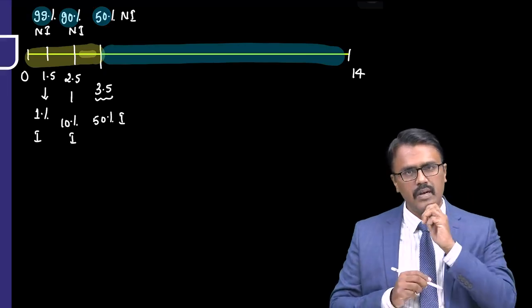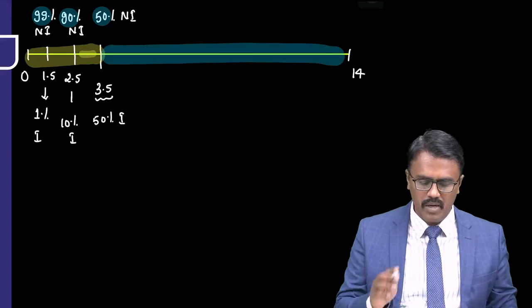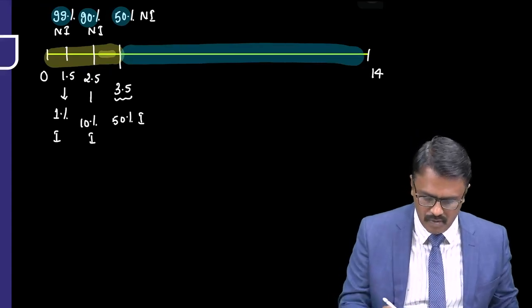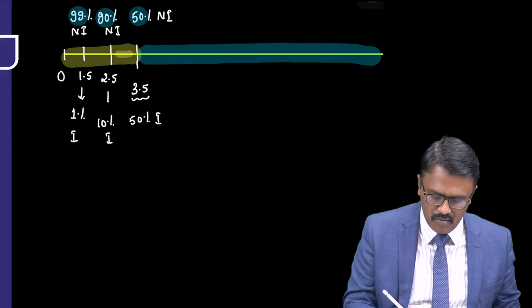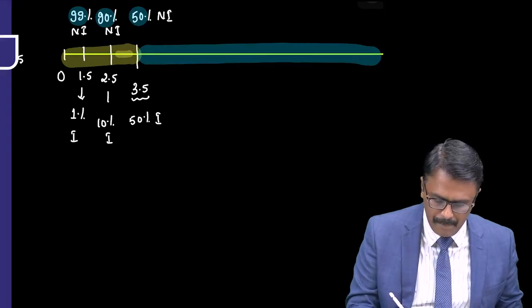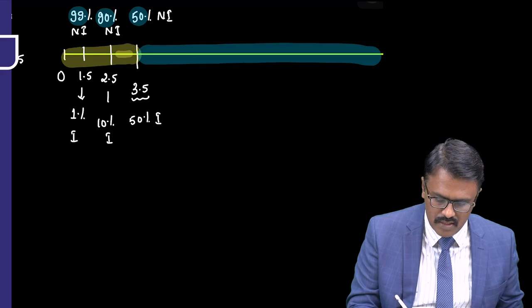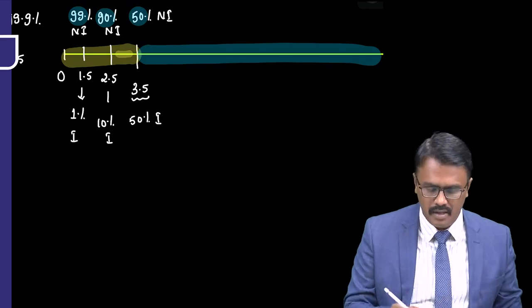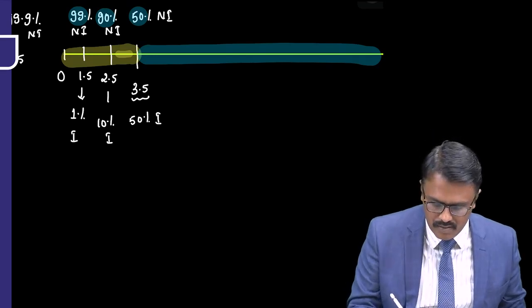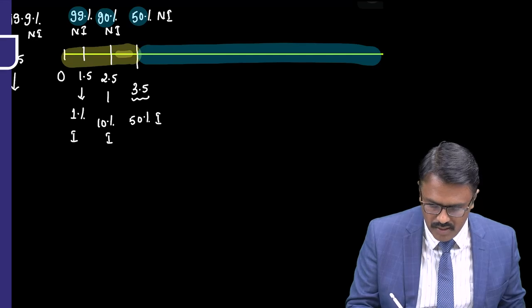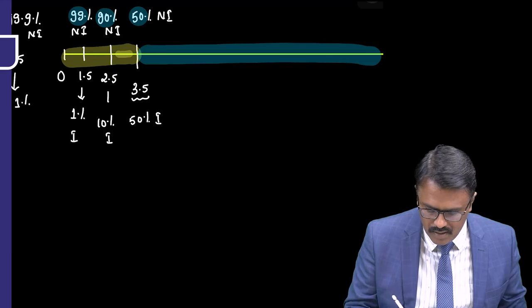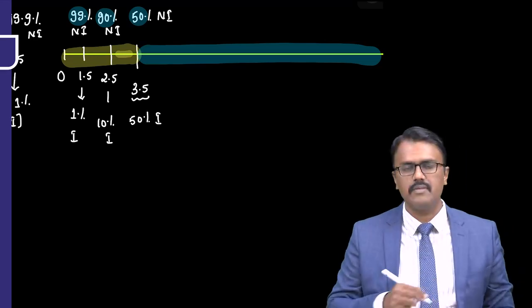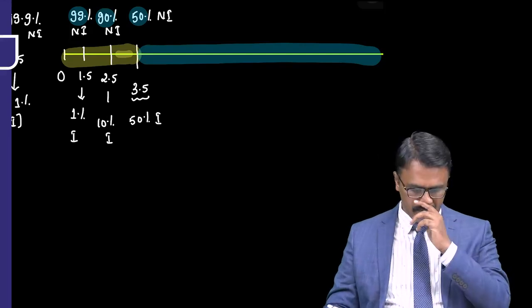Clear? If you move it further to 0.5, let me take one more example. How much is non-ionized? 99.9% is non-ionized, and around 0.1% is ionized. So this is the point. Okay sir, we got it.